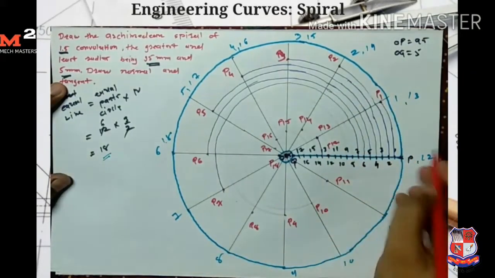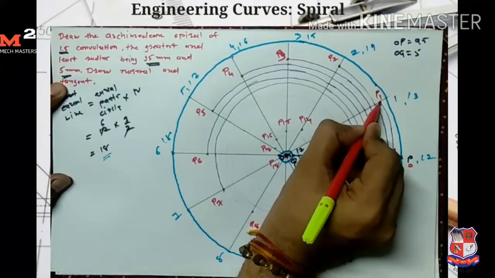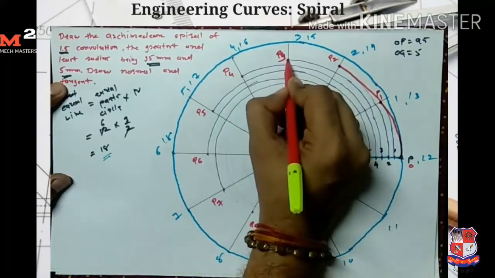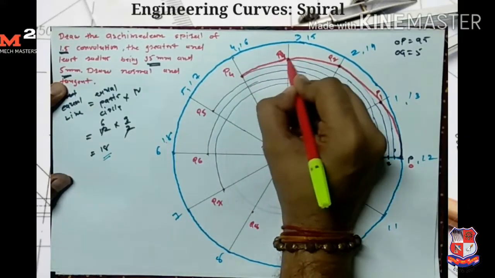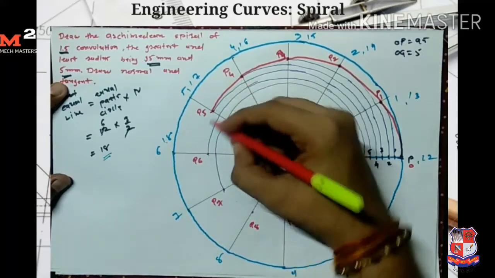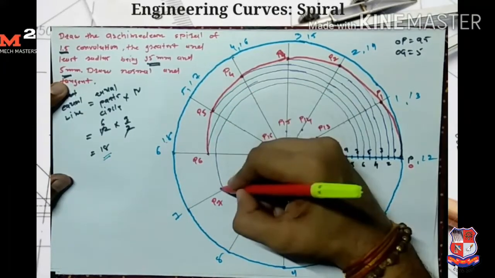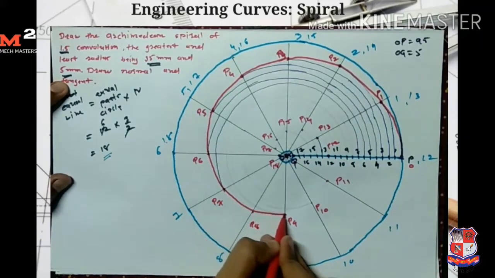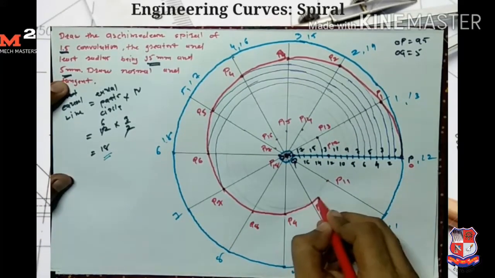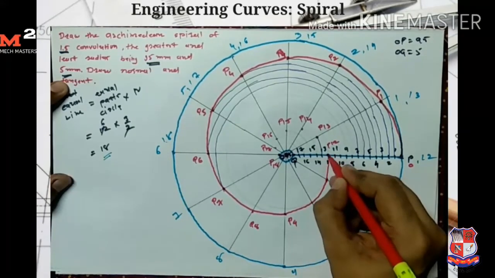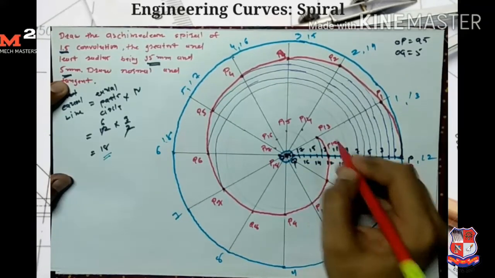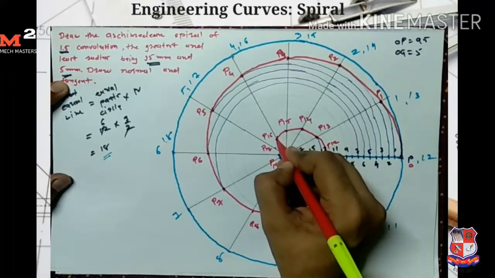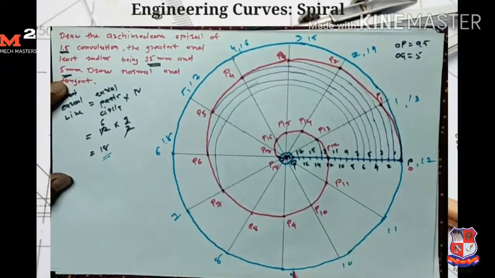First start from here, P0, P1 to P2, P3 to P2, P10, P11, P12, P13, P14, P15, P16, P17 and P18. So our last point is here.